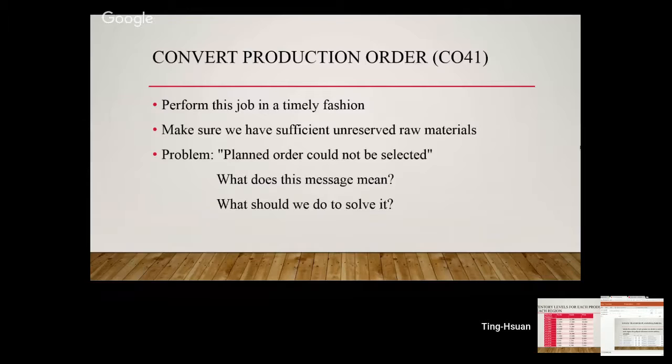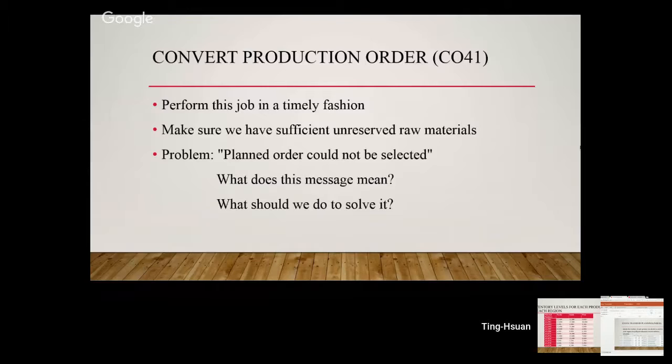After receiving the raw materials, we can start to produce the cereals. To convert production order from planned order, we need to use CO41. This transaction allows us to convert multiple planned orders into production orders. In order to keep the production lines running, it is important to perform this job in a timely fashion. In addition, we need to make sure that we have sufficient unreserved raw materials available before creating a production order.